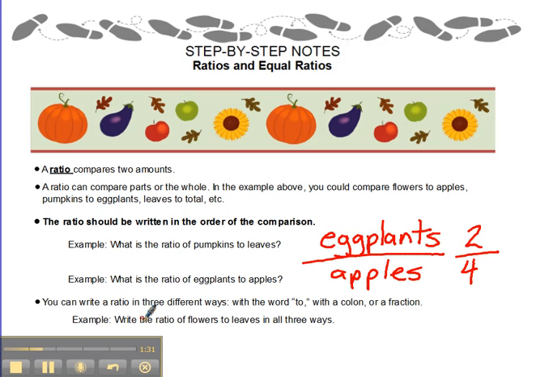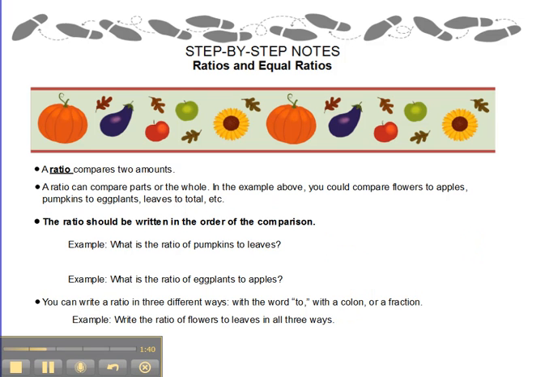You can write a ratio in 3 different ways, using the word to, with a colon, or with a fraction. For example, write the ratio of flowers to leaves in all 3 ways. Again, start with your words. Flowers over leaves. We tend to write these in fraction form because we're used to fractions, but you can write them in all 3 ways.